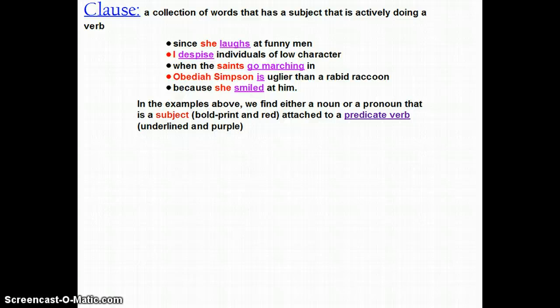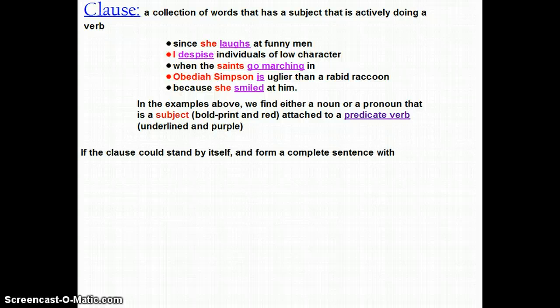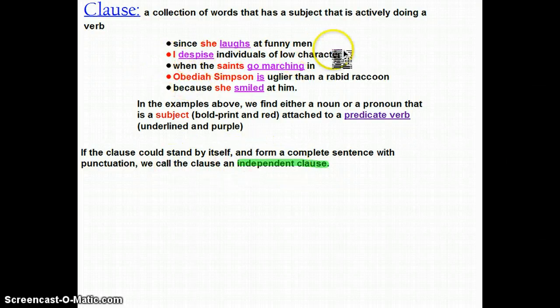Now, some of you might be saying, Mr. Hayden, some of those aren't complete sentences. You're absolutely right. You have two types of clauses. Independent clause. That is by itself. It can form a complete sentence. It's got punctuation. That's independent. I despise individuals of low character is an independent clause.